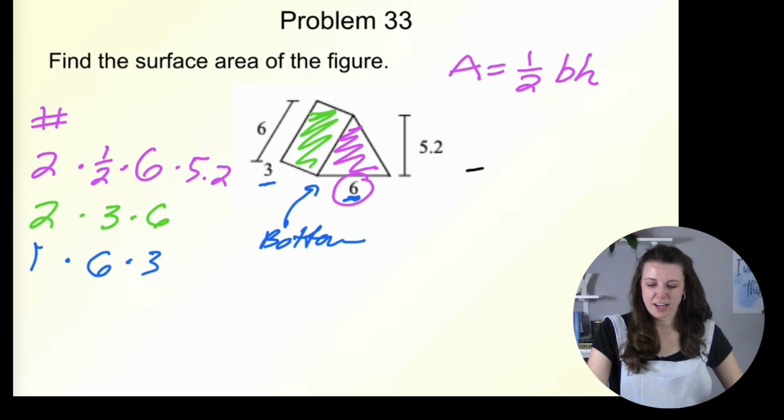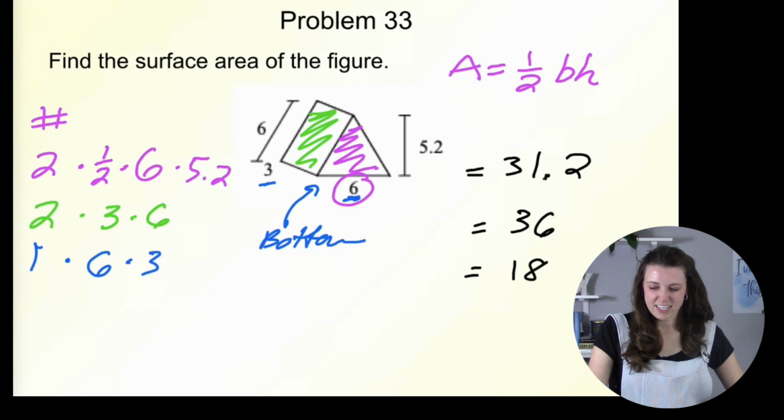So let's multiply these together, see what we get. I'm actually going to put them right over here, okay? So I have 31.2, 36, and 18, and I get 85.2, we'll say feet squared. And let's go camping, my friends.